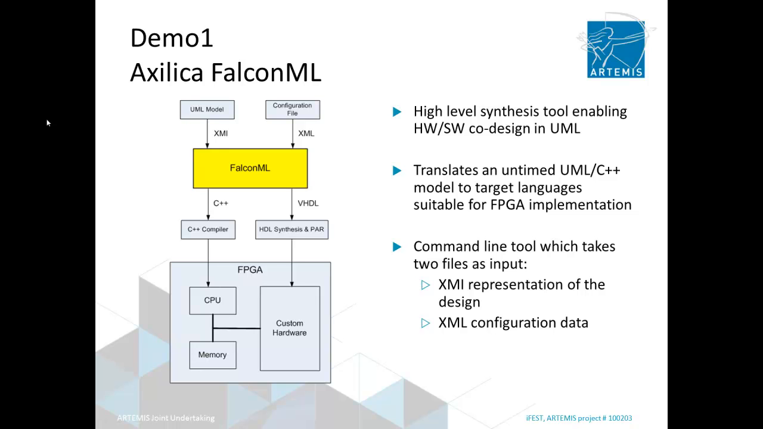Axilica FalconML is a high-level synthesis tool that enables hardware-software co-design in UML. It translates an untimed UML C++ model to target languages suitable for FPGA implementation. It is a command-line tool which takes two files as input, the XMI representation of the design and the XML configuration data. The configuration file contains synthesis directives for FalconML. It generates a number of output files. Let's go back to Atego Workbench to see how this is achieved.